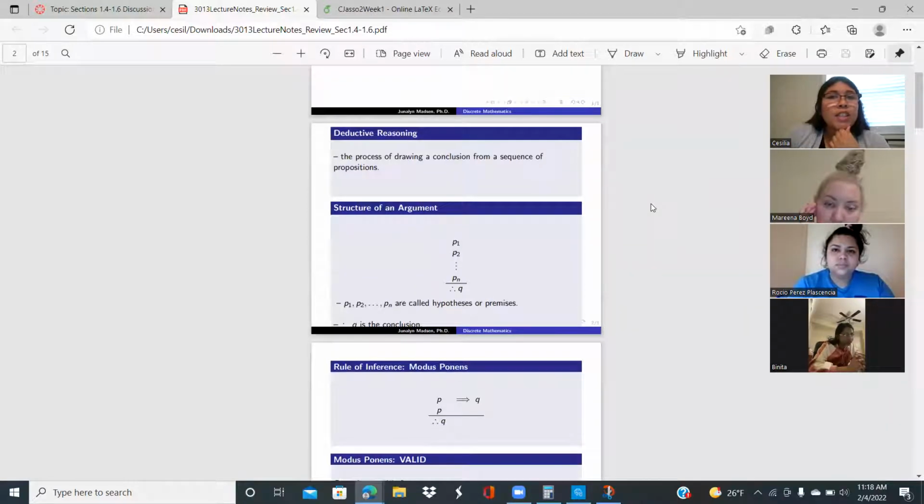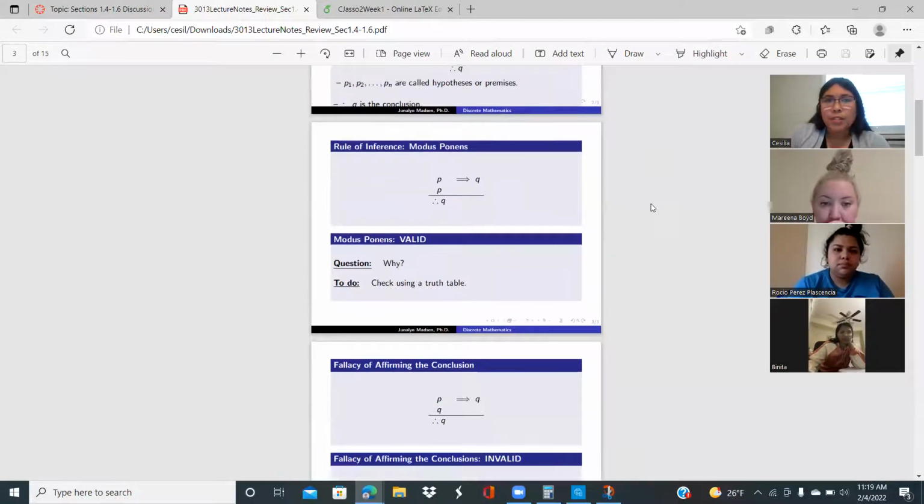Okay, so for this lesson, deductive reasoning is the process of drawing a conclusion from a sequence of propositions. So P1, P2, dot dot dot, Pn, therefore Q is either true or false. So it's just a hypothesis. In this example, the rule of inference is modus ponens. So if P then Q, but P, therefore Q is either true or false. So an example of this is basically, let me see. I'm just going to give an example that I got from the homework.